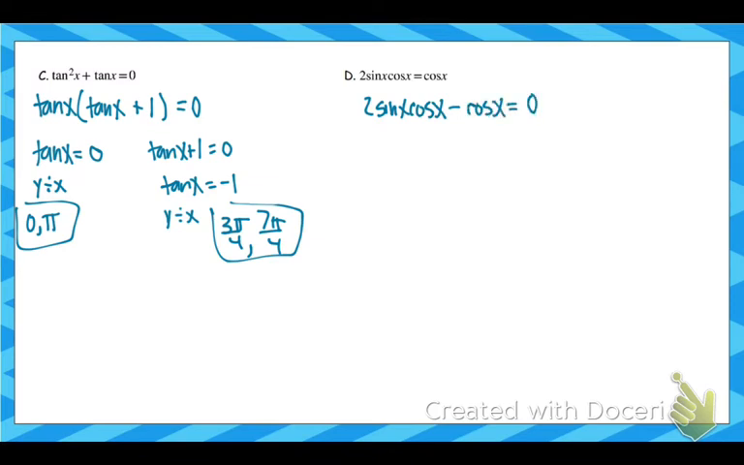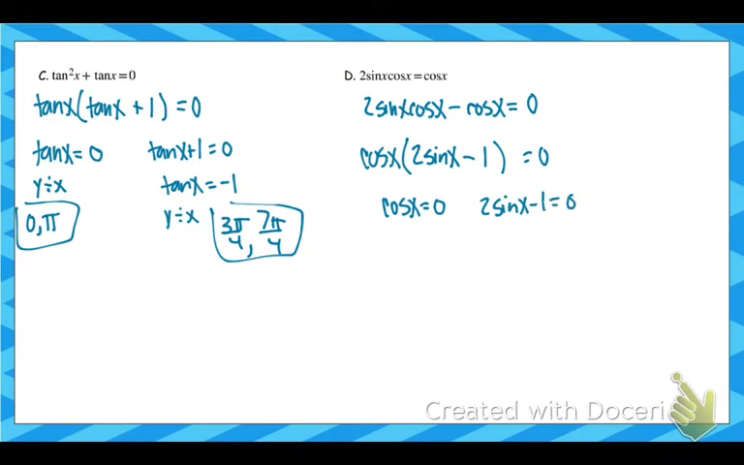So now we have 2 terms, and both of these terms have a common factor. Both terms have a cosine. So we're going to take that cosine and factor it out. So if I take it out of the first term, I'd be left with 2 sine x. If I take it out of the last term, I just have 1. Set each factor equal to 0. And solve each of these.